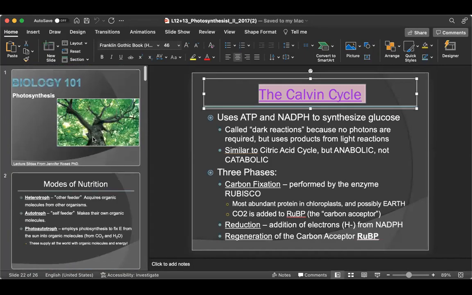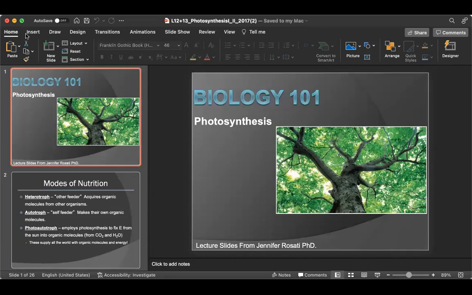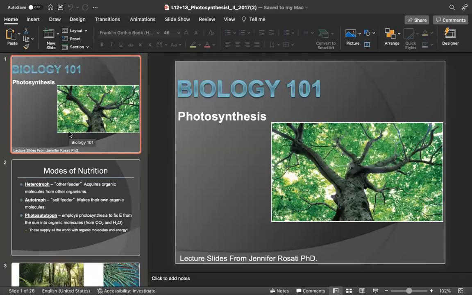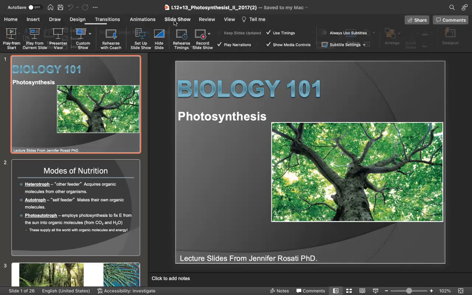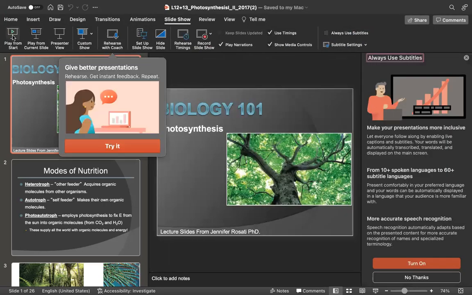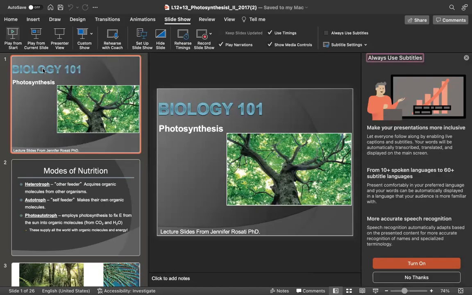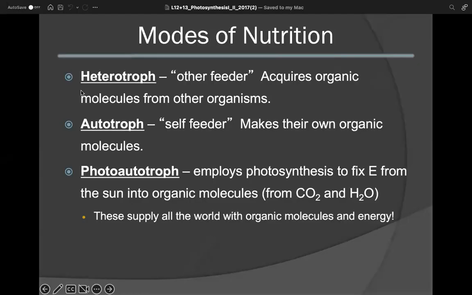To quickly review what we started talking about on Tuesday. Let's go ahead and present this. So obviously we've been talking about photosynthesis.